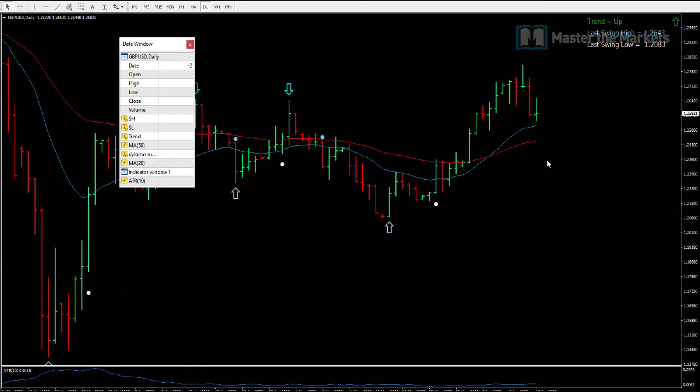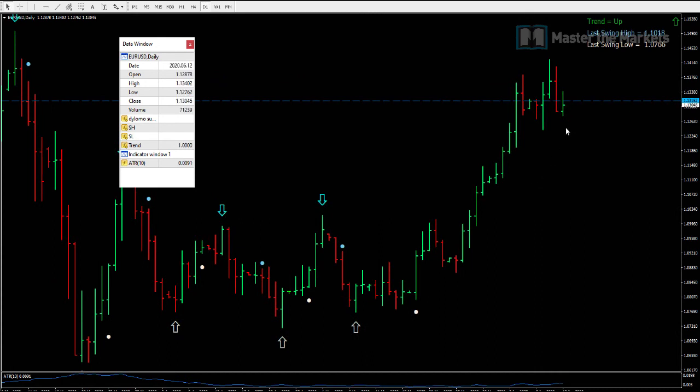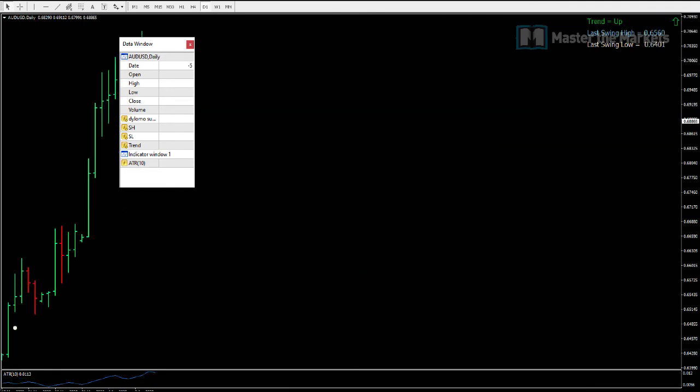GBP USD, uptrend. Yes, momentum is coming off down. Let's see if that confirms today the top. Euro dollar, what do we have over here? Again, it's coming off the top again. Open equity to the upside is diminishing, so I would expect a bit more downside.